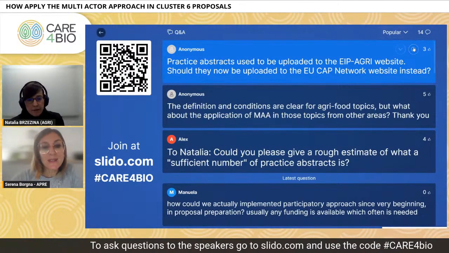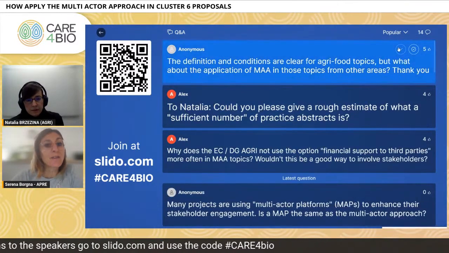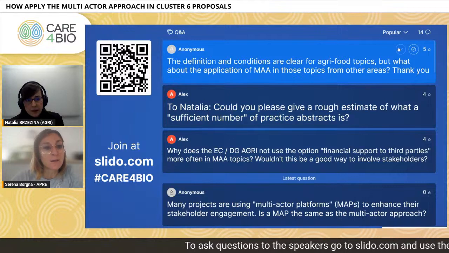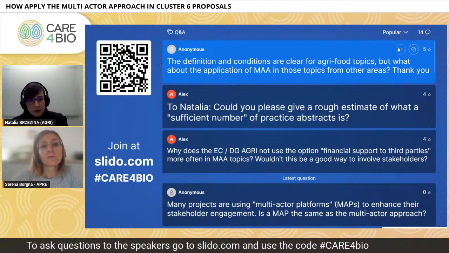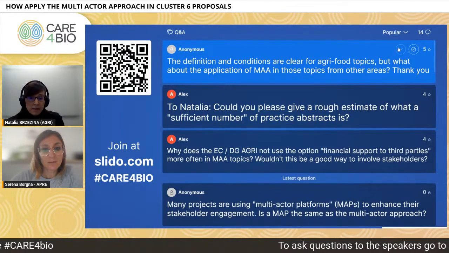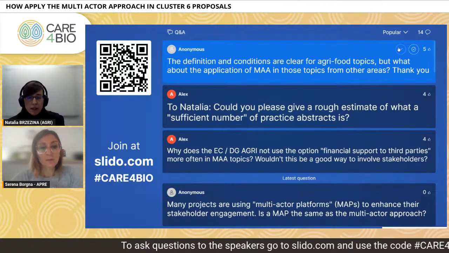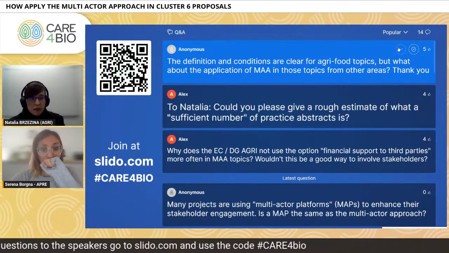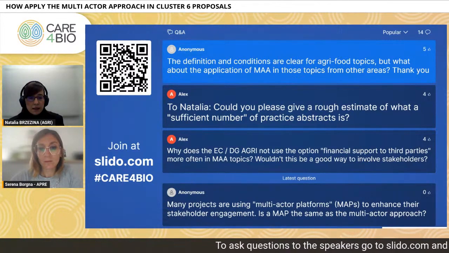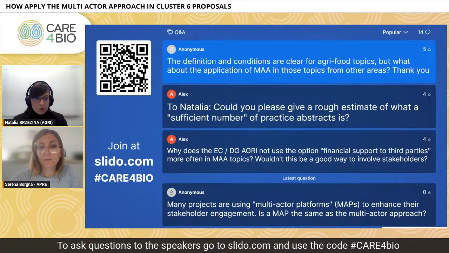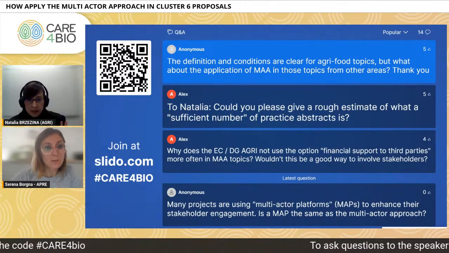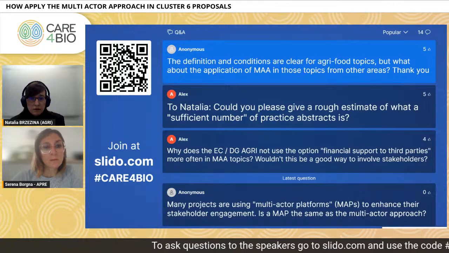Okay, thank you. Another question. The definition and conditions are clear for the agri-food topics, but what about the application of the multi-actor approach in topics from other areas? I would say that the definition and the requirements now apply to all the different areas of Cluster 6. And when you read the requirements at the beginning of the work program, it is really open. We are having a much broader list of actors that can be involved in the multi-actor approach. And how you should read this is not that you have to involve always farmers or always foresters or rural communities. It is about really selecting those that are relevant.